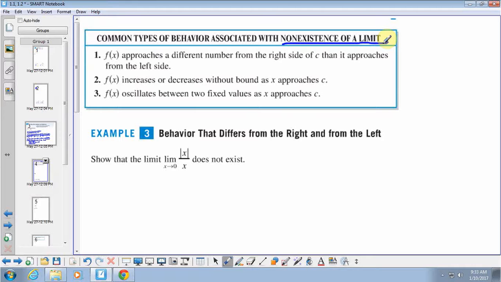Number three, f of x oscillates between two fixed values. So you may get negative 1, 1, negative 1, 1. It's still not going toward the same value. So we're going to look at some situations where the limit does not exist before we get into the limit existing, okay?